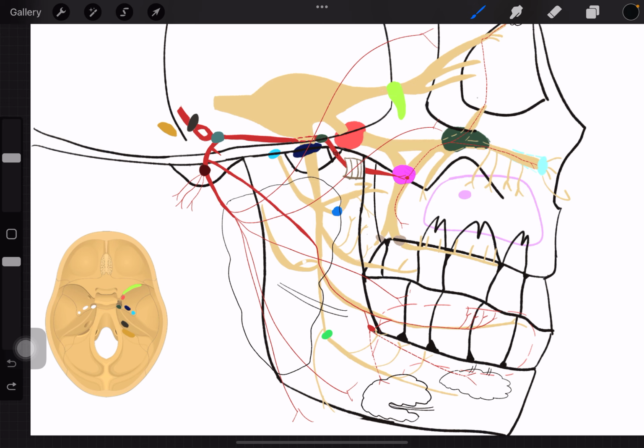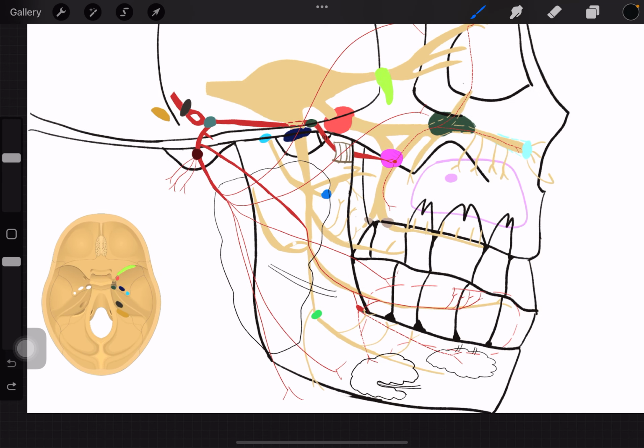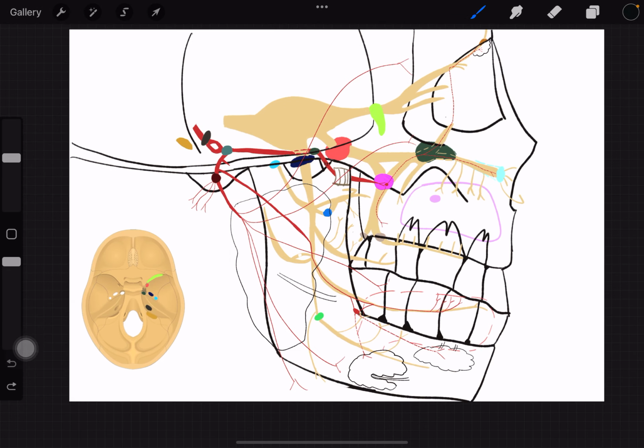To note, the buccal division of cranial nerve 7 is the one that provides motor innervation to the buccinator. All right. That's all for cranial nerve 7.